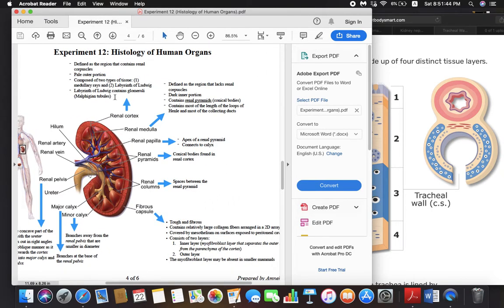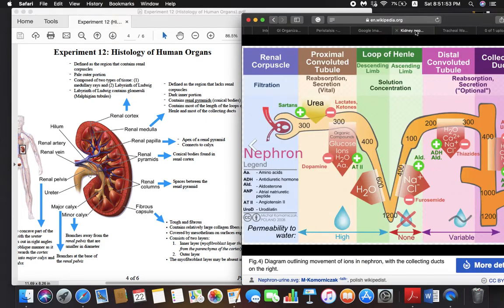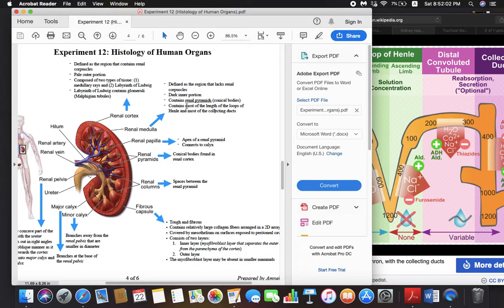Anyways, after explaining the renal cortex at the end of the last video, now we're going to discuss the medulla. It's defined as the region that lacks the renal corpuscles. So the region of the kidney that does not have these corpuscles right here is known as the renal medulla. It's the dark inner portion of the kidneys.